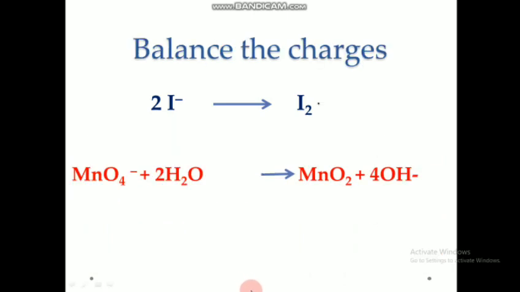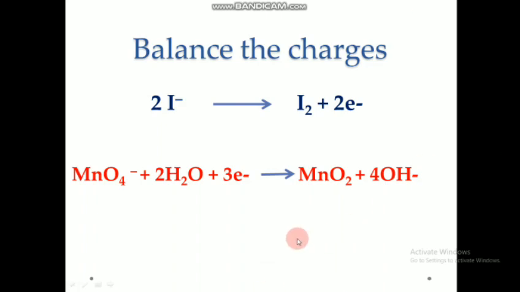Now we need to balance the charges. Here we have one negative and on this side we don't have any negative. So adding a negative charge, or an electron, to this side, the equation will be like this. Here we have one negative on one side and 4 negatives, 4 OH negative, on the other side. In that case, we need to add electrons to this side. So when we add 3 electrons, 3 plus 1, we get 4 negative charges on this side and 4 negative charges on that side. So both sides' charges are balanced in the oxidation part and the reduction part.